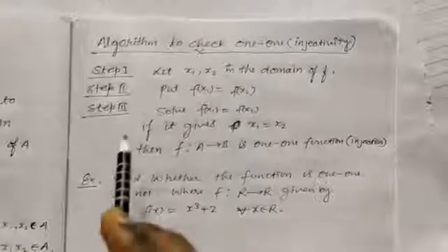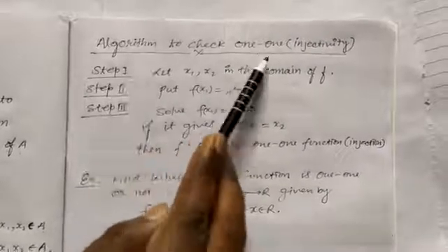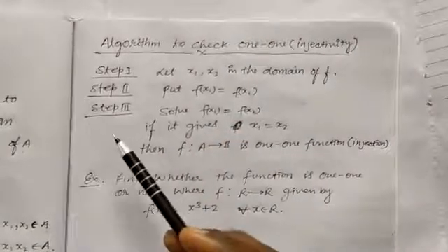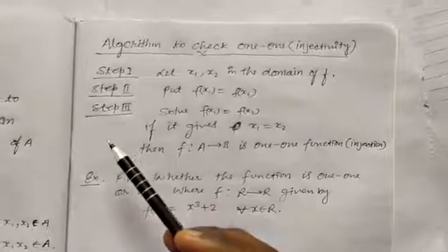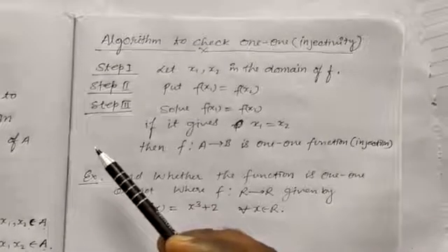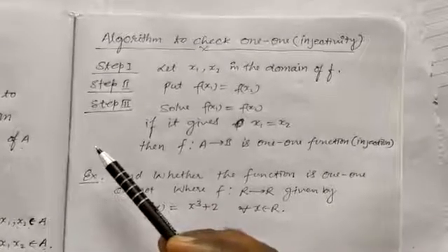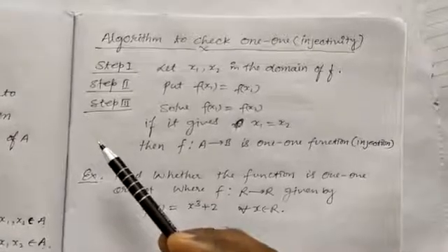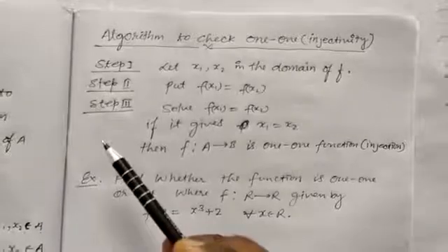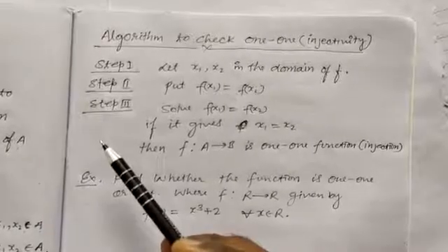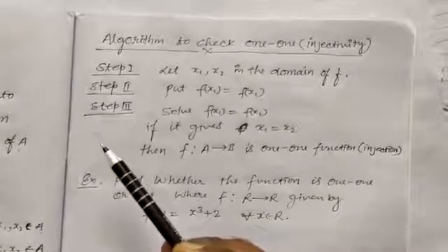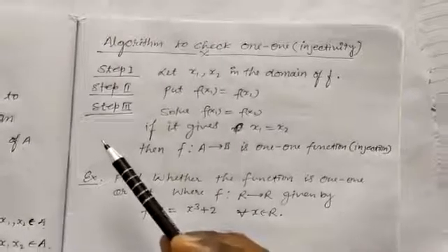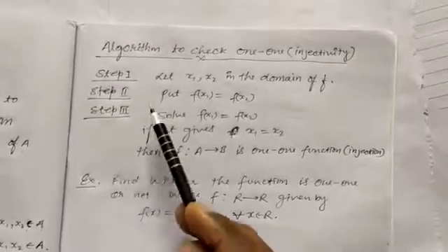Now students, we have an algorithm to check one-one or injectivity of a function. Here are a few steps we have to follow to check whether any function is one-one or not. On the basis of this topic, questions will come in your exam. So you solve each and every type of function to check whether it is a one-one function or not.